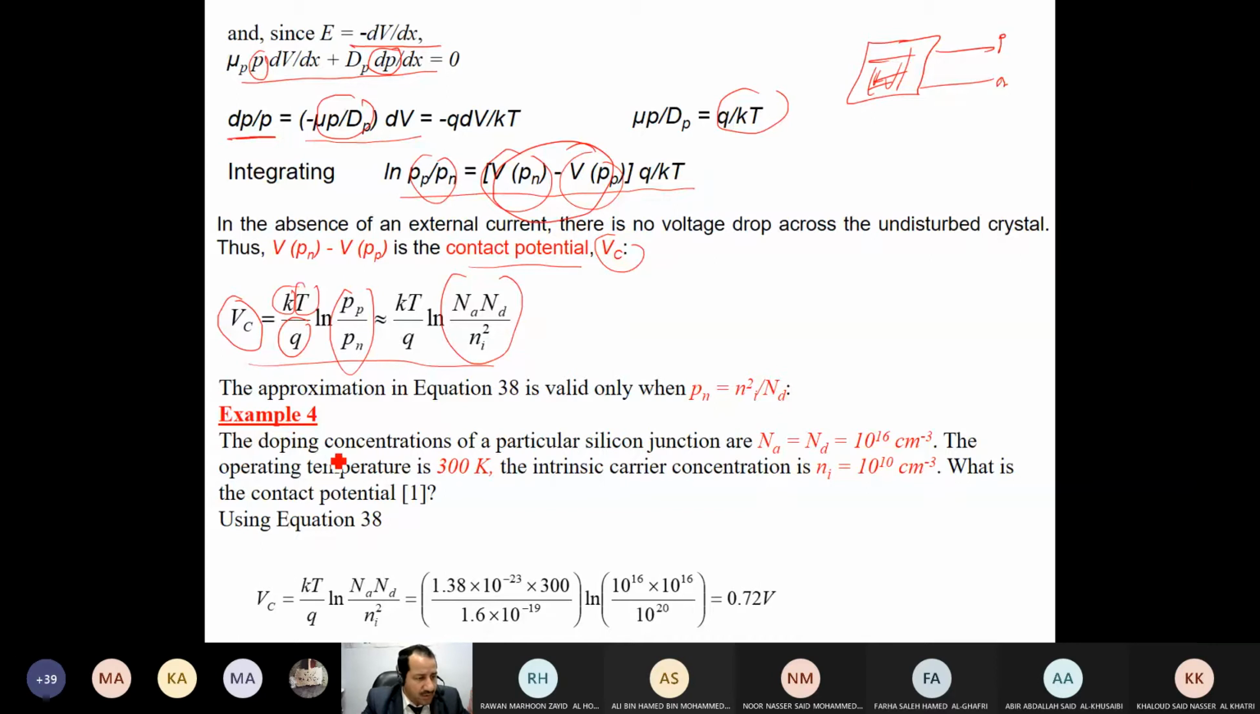The doping concentration of a particular silicon junction is given: Na and Nd are given to you. The operating temperature is 300, T temperature, as you can see here, 300. The intrinsic carrier concentration Ni is also given to you. The others are constants, k and q. What is the contact potential Vc? I just need to substitute and I get 0.72.